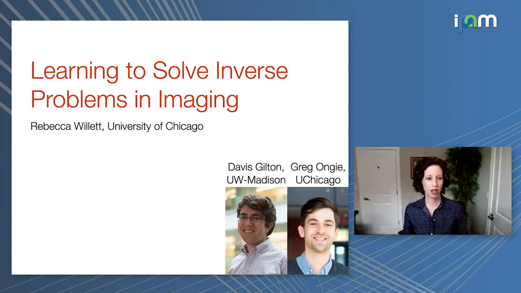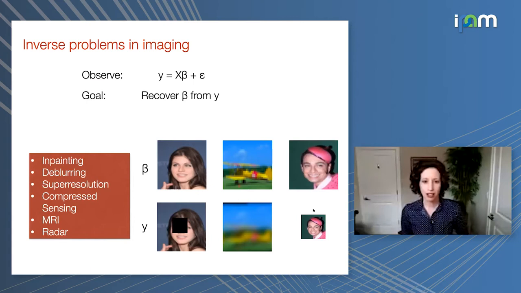Ultimately, the kinds of inverse problems that we're considering in this talk are inverse problems that arise in imaging. So the idea is that we have an image beta that ultimately we'd like to recover. But instead of observing it directly, we observe projections of it. So we'll have a matrix X that represents those projections, and what we observe is a vector Y of these projections plus some noise. Ultimately our goal is to recover the image beta from the observation Y. This is a pretty generic representation of a problem that shows up in all different kinds of applications, in painting, deblurring, super resolution, MRI, radar, and many others.